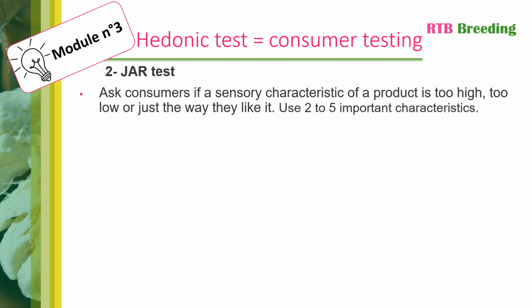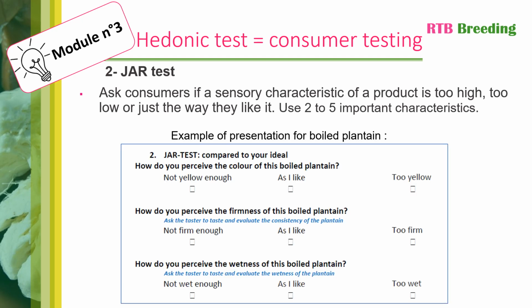This test is recommended for 2 to 5 important characteristics. As in the previous slide, here is an example of presentation for boiled plantain. In this case, 3 sensory attributes are studied: color, firmness, and wetness.